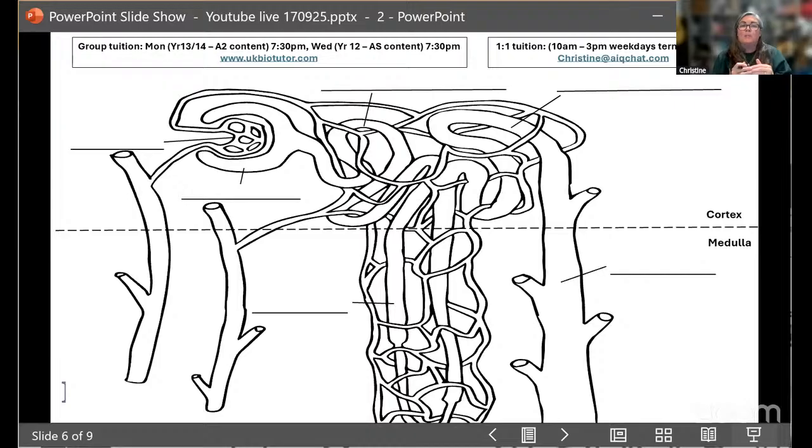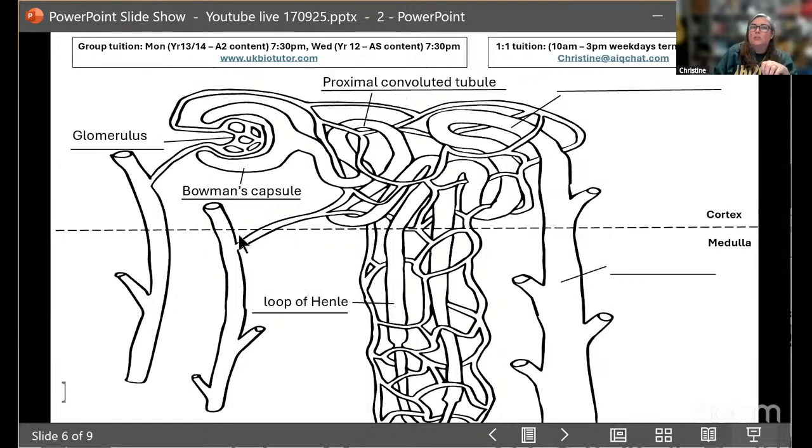And that is important when we're looking at the loop of Henle, because the loop of Henle is the part that goes into the medulla. So you should know labels such as the glomerulus, the Bowman's capsule, the proximal convoluted tubule, the loop of Henle, your distal convoluted tubule, your collecting duct. So they're quite standard names that you need to know, and you should note their location.